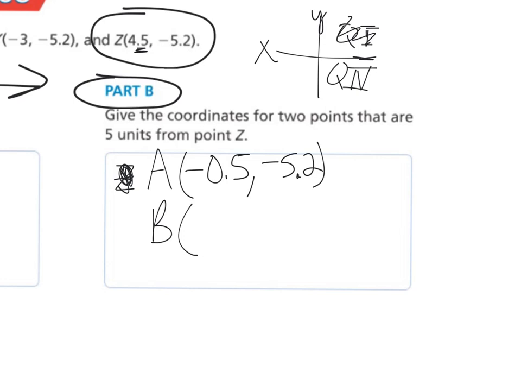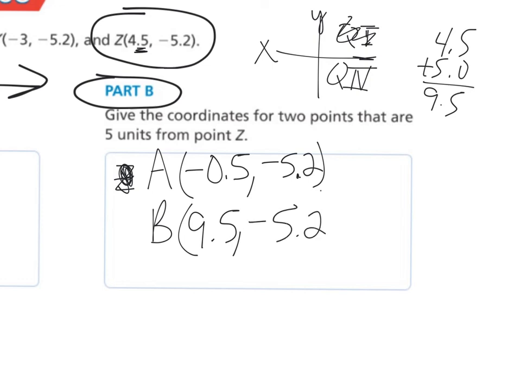Anyway, if we move 5 units to the right, we're at 4 5/10. We go 5 units further to the right. So we're just going to add on to that, would be 9 5/10. So 9 5/10, negative 5 2/10 would be another point. Technically that's already 2 points, so we're done.